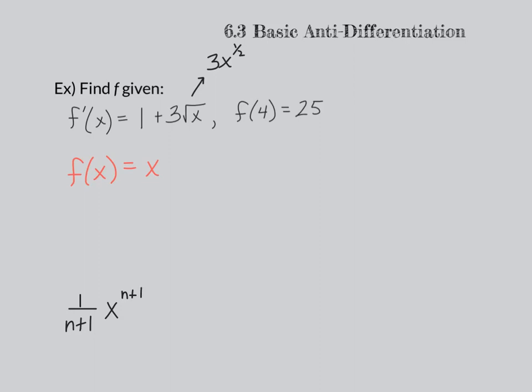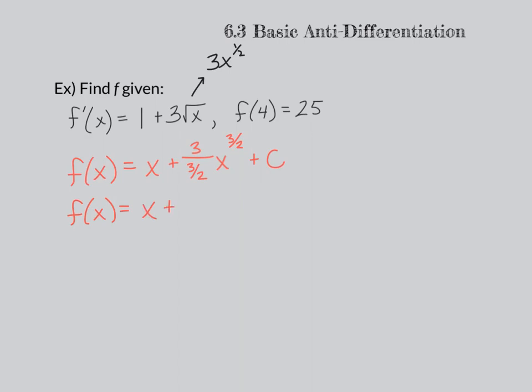N here is half. So we have to take x to the n plus 1. Okay, so 1/2 plus 1 is 3/2. And then we're dividing by that 3/2 as well here. And then we have plus c. All right. Then we have to simplify that complex fraction and also find c.